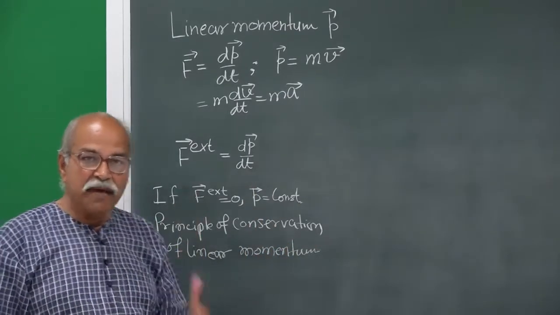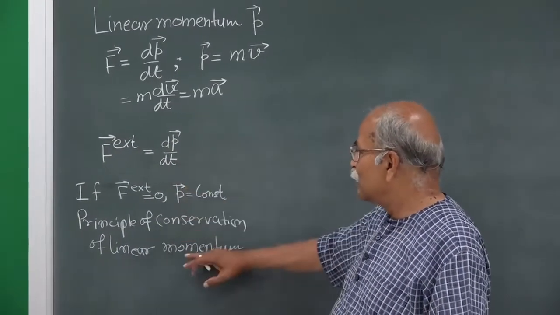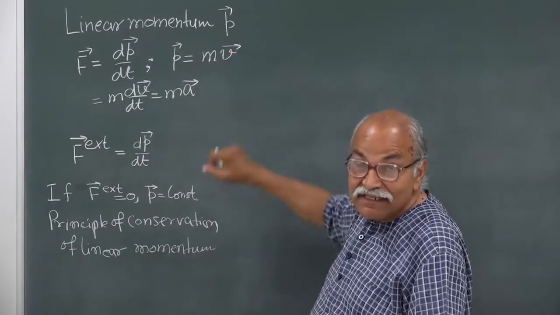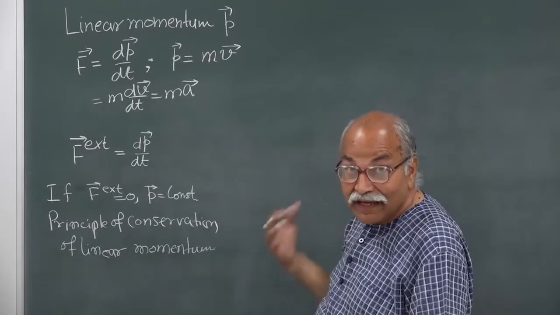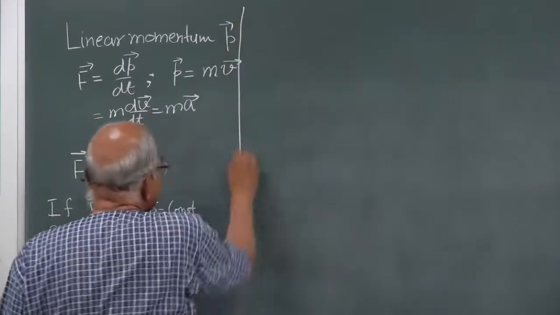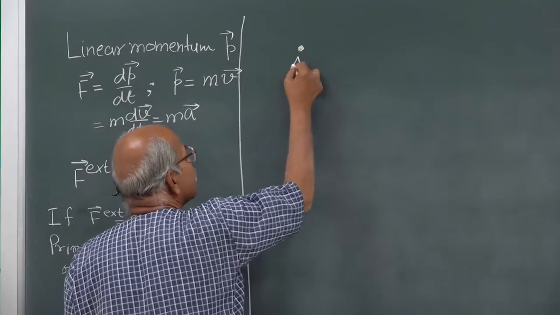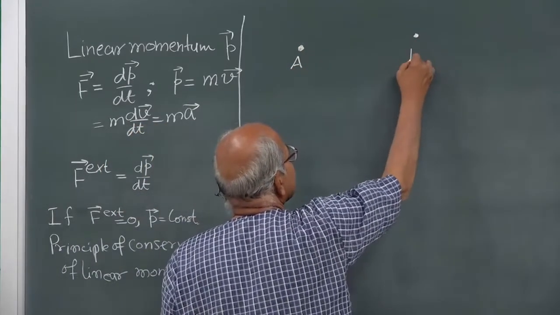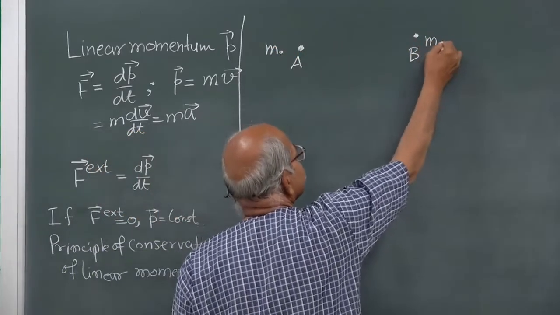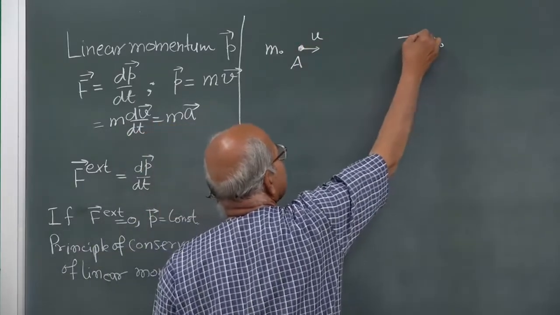So, first I will take an example and see if this principle of conservation of linear momentum with this definition p is equal to m times v is valid when your speeds are high, or it has to be looked into. So, I take a specific example. Let us take two particles A and B on the x axis, each of mass m naught, and then they are moving towards each other with same speed u.